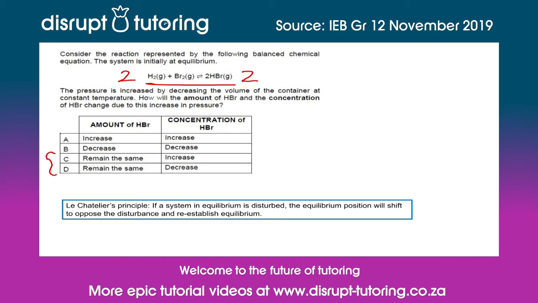The second change we're asked to determine is the change in concentration of the hydrogen bromide. The concentration refers to the number of gas particles per unit volume of the container, and the volume decreases. So that means that the number of gas particles per unit volume is going to increase, and that will increase the concentration of the gas. So our answer is given by option C.